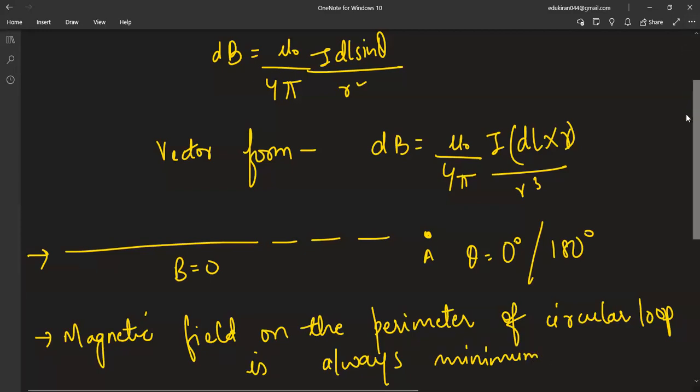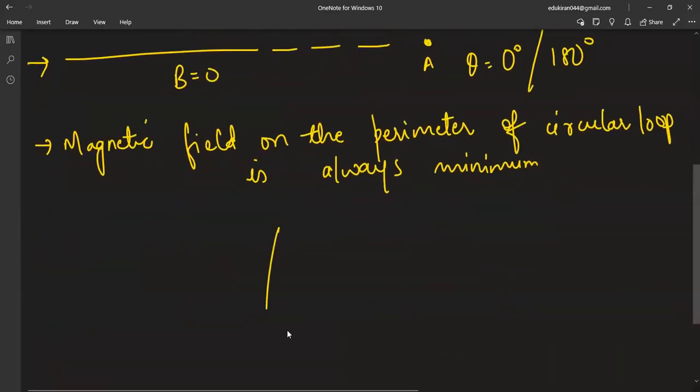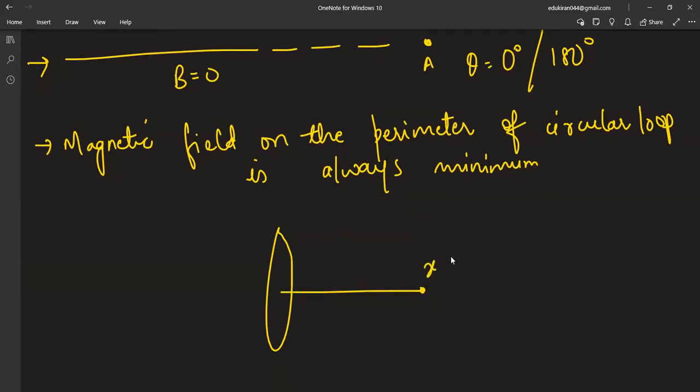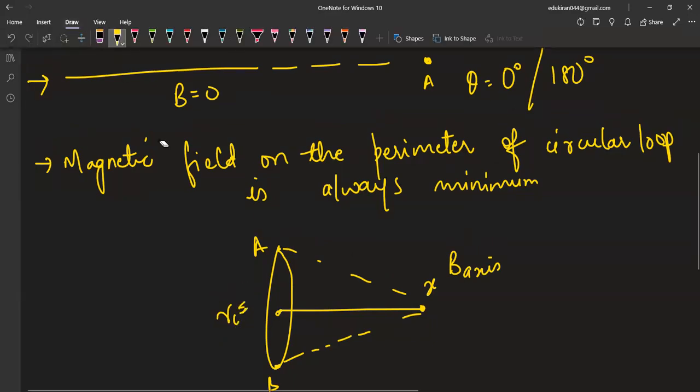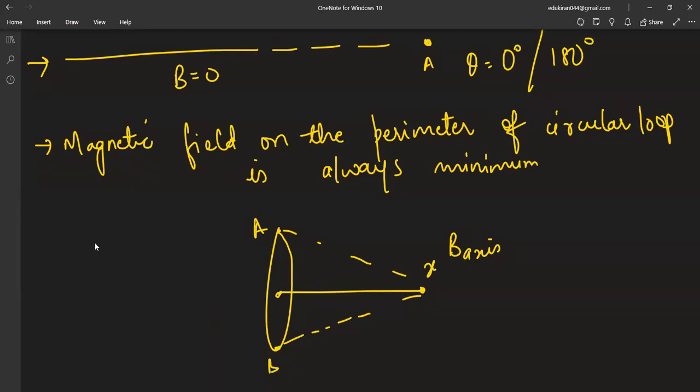See, it keeps on increasing on the axis. Why is this minimum? Because when you talk about the center, it becomes maximum. Whenever we have the equation for the magnetic field at the axis, it decreases as we move away, and it decreases till the periphery, till this point and this point. And when we go from the periphery to the center, it further decreases.